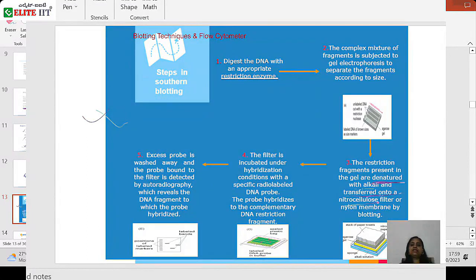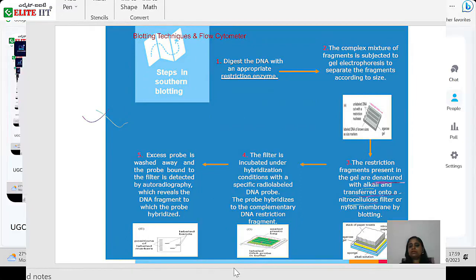Is it clear? Can you tell me what are the steps involved? If you want to watch this diagram, you can follow that. Otherwise, you can tell me in your own words. Try to explain what are the steps involved in the Western blotting process. Sorry, we are talking about the southern blotting. Lakshmi, tell me. Is it possible for you?